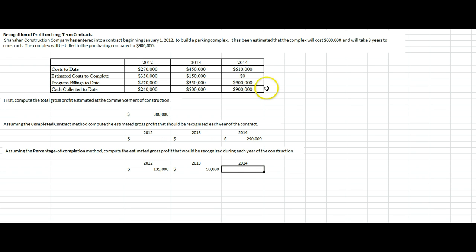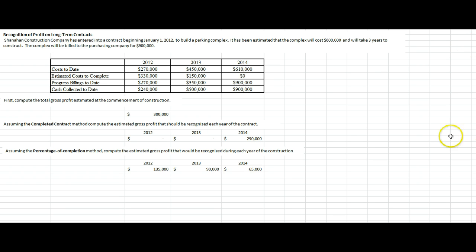2014 is super easy. $900,000 minus $610,000. That's our total gross profit, but we have to subtract out all the stuff we've already recognized. We recognized $135,000 in 2012, and we've recognized $90,000 in 2013. So in the percentage of completion method, using cost to measure our percentage of completion, we'll book $135,000 of gross profit in 2012, $90,000 worth of gross profit in 2013, and $65,000 worth of gross profit in 2014.